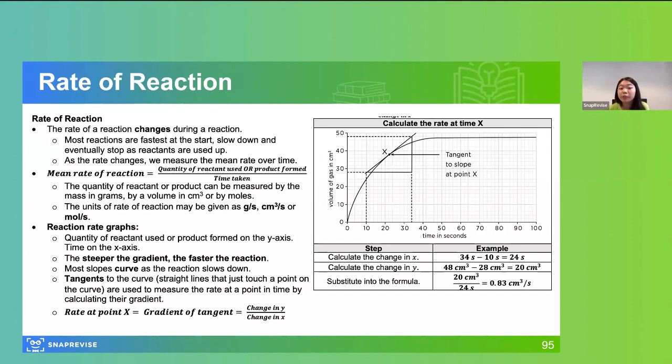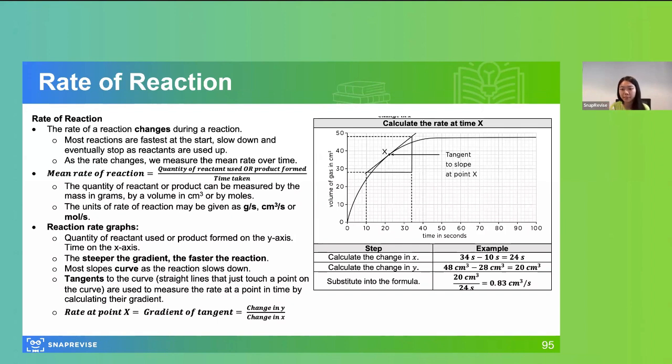As the rate changes, we can measure the mean rate over time, and this is used by figuring out a tangent. The mean rate of reaction is just reactants used up or products formed. When you're reacting something, you're going to use up all of your reactants or you're going to form a certain product. So to figure out the rate of reaction is just products formed divided by time or reactants used up divided by time. So the units are usually grams per second, cm cubed per second, or mole per second. It really depends on what exactly is the reactant or product that you're measuring.